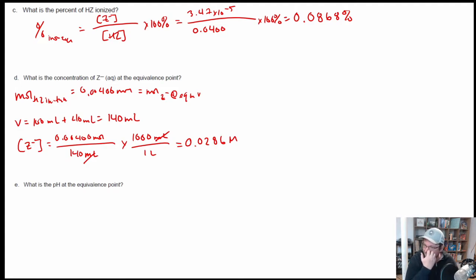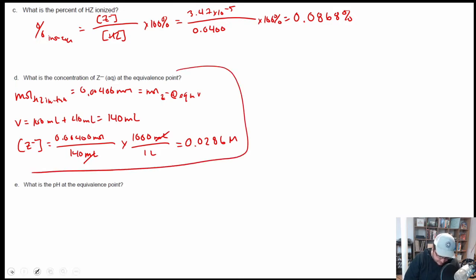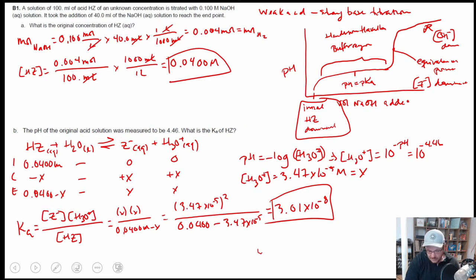Yeah, which is what I have on the key. Right, and so that's what the concentration is then of Z minus at the equivalence point. So the final question is, what is the pH at the equivalence point? And so now, knowing what we know, going back to that plot that I have right here, at the equivalence point, the concentration of Z minus is the dominant species.